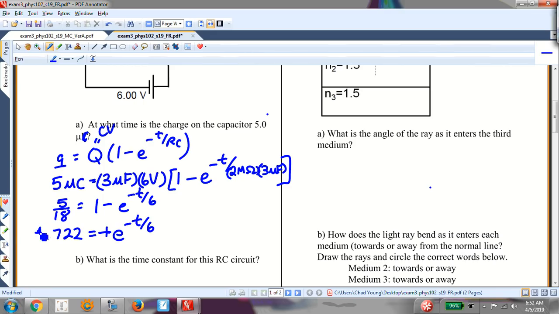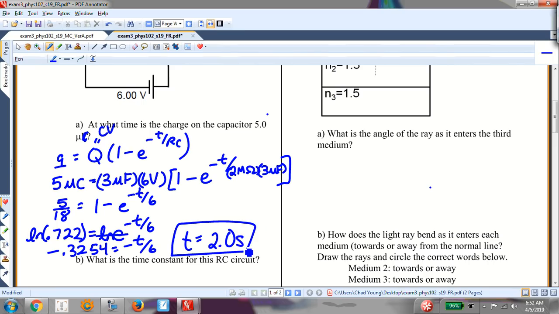And then I take the natural log of both sides. The natural log gets rid of that, and the natural log of 0.722 is negative 0.3254. And that's equal to negative t divided by 6, and I solve that for t, and I get 2.0 seconds. So that's the answer for A.